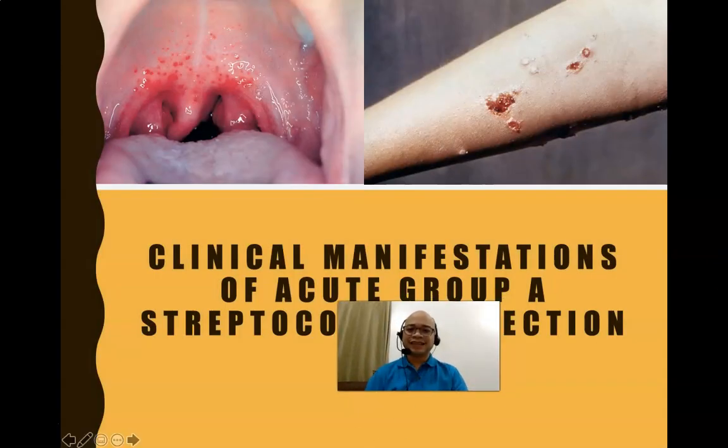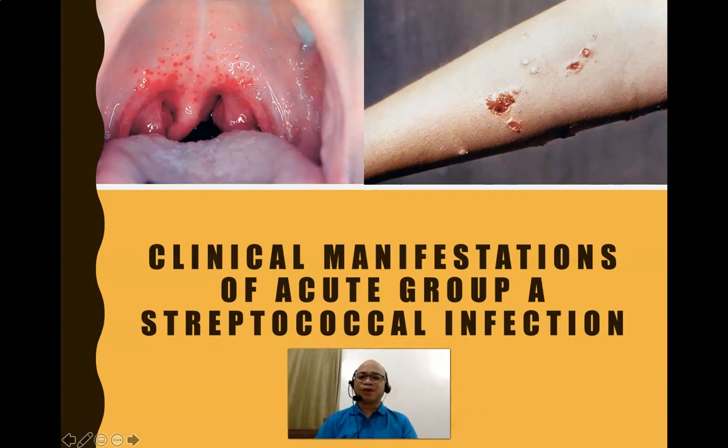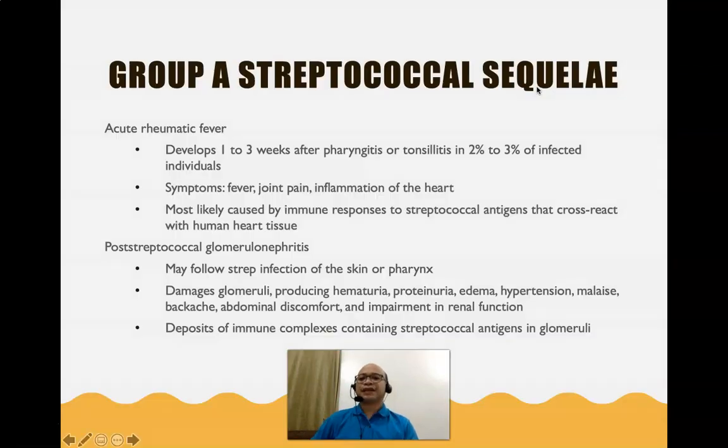So these are examples of streptococcal infections such as the strawberry tongue or scarlet fever. This one is, I think, a pharyngitis, and then impetigo. Okay, so actually, group A streptococcus infection is really common.